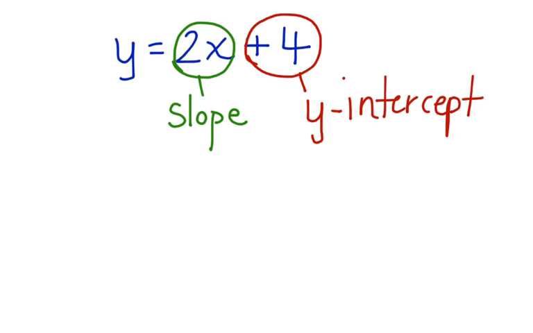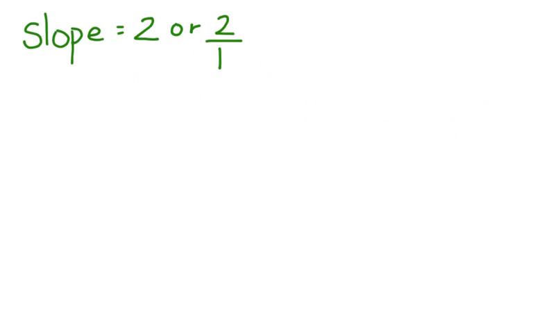Now let's look at graphing this equation just by using this information. The slope of the line is 2, and sometimes it's easier if we write this as a fraction because slope is rise over run. So let's put the 2 over 1. So the slope of this line is 2 over 1. The y-intercept is a positive 4. Now let's look at how to use a coordinate grid and graph this line.